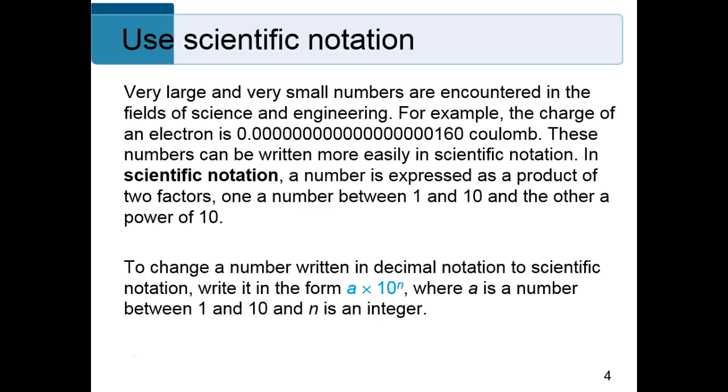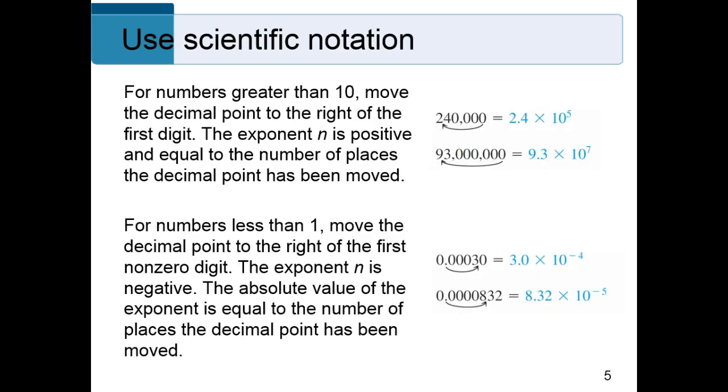Make sense? All right. For numbers greater than 10, you remember the a is going to be between 1 and 10. If you got anything greater than 10, you're going to move your decimal point to the right of the first digit, which is moving it to the left. So if this is 240,000, you find the decimal point here at the end, move it 1, 2, 3, 4, 5 places to get it between 1 and 10, 2.4. And then these zeros are not significant, so don't write them down. 2.4 times 10 to the 5th.